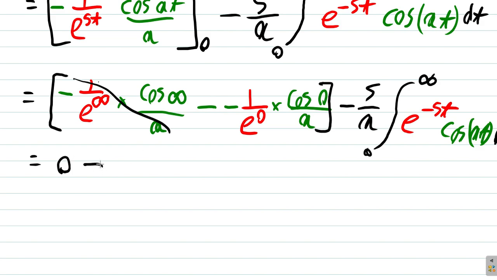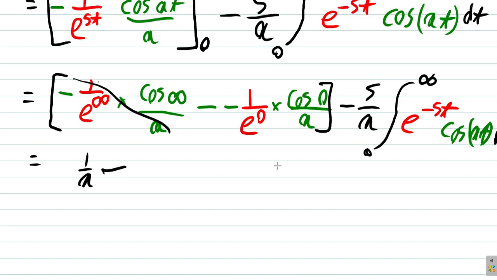Minus negative means you're going to plus here. Cos of 0 is 1. E to the 0 is equal to 1, so it's 1 over 1. So it's 1 times cos of 0, which is 1, so it's 1 over a. So 0 plus 1 over a is just 1 over a. So all of this thing comes right down to 1 over a.